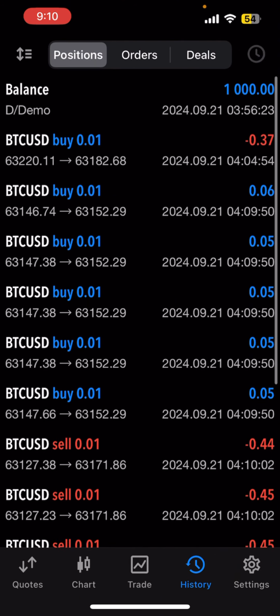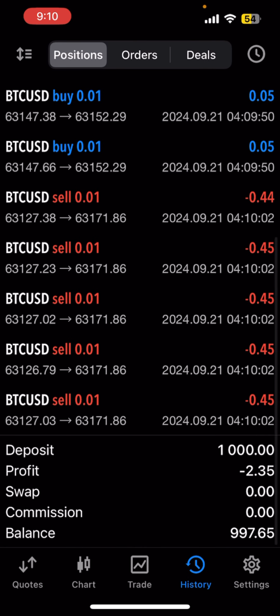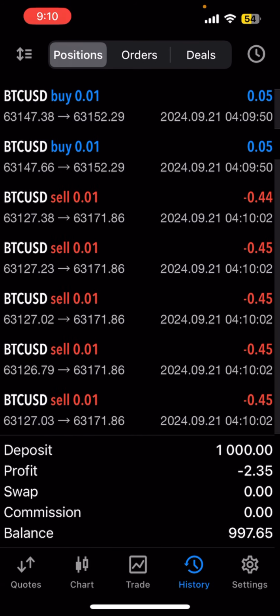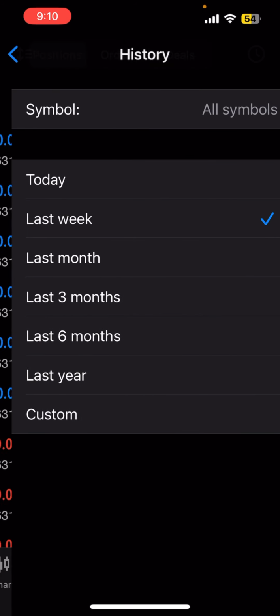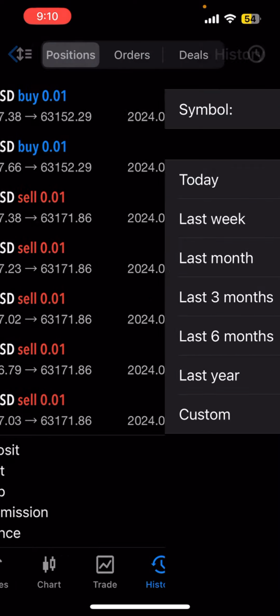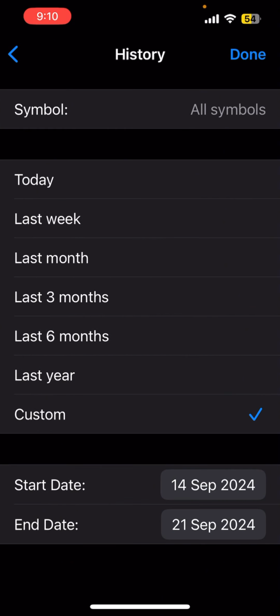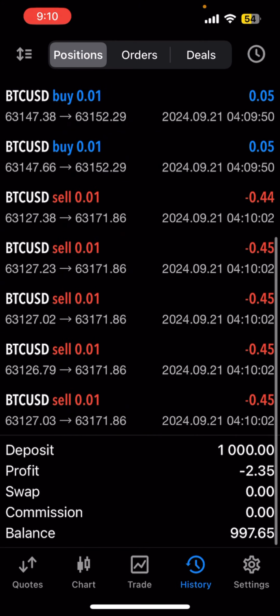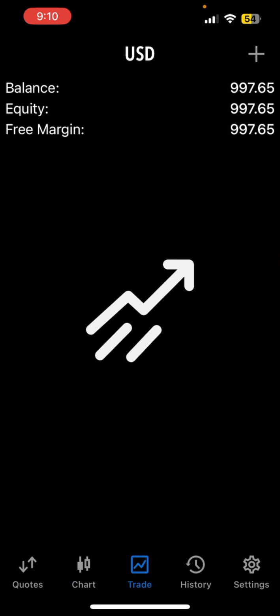If you click the clock at the top right here, you'll be able to see what happened for the day. We lost $2 overall. You'll be able to see for the week how much money you lost for the whole week, and for 3 months, 6 months, whatever. You can even put in a custom range for any particular day you want to look at. You can type it in, right? And that's basically Mt5 on your phone.